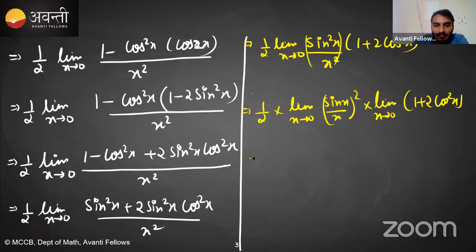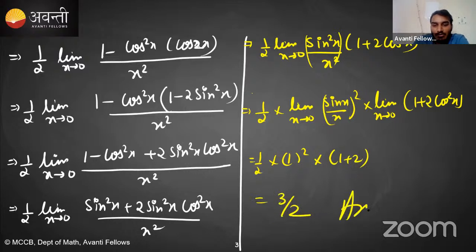So this can be written as 1 by 2 into what is the limit of sin x upon x? 1. So 1 square into what? Now directly substitute x is equal to 0 here. So what will you get? 1 plus 2. So you are getting 3 by 2. So it means 3 by 2 is the answer. So the limit of the required question is 3 by 2.